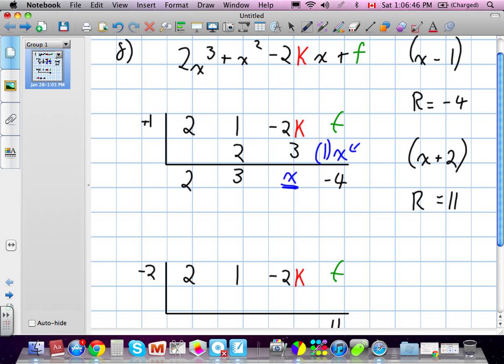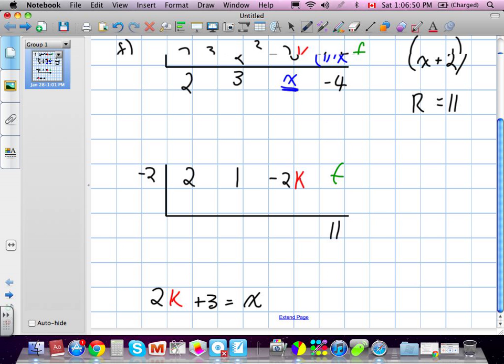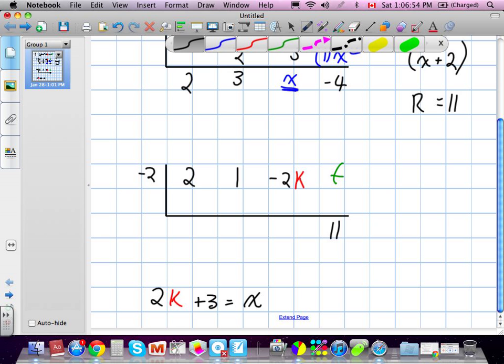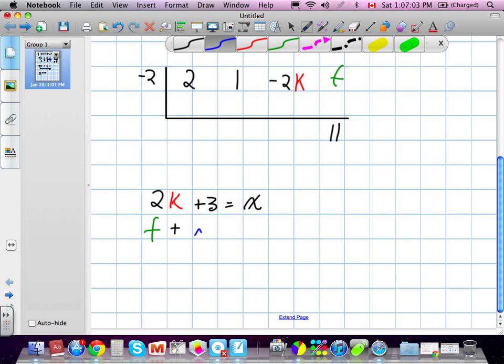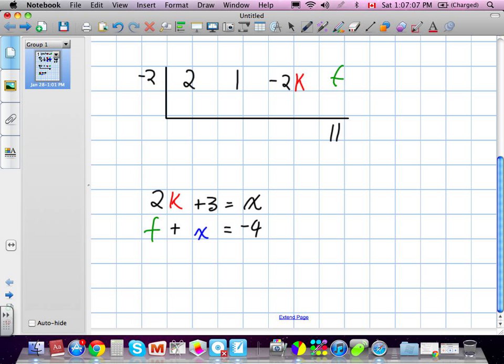So we get f plus x is going to equal -4. So we've essentially made 2 equations out of this. Our f plus x is going to be -4. Okay, so those are our first set of equations from our first one. Let's do the same stuff with the other one and see if we can start putting equations together.